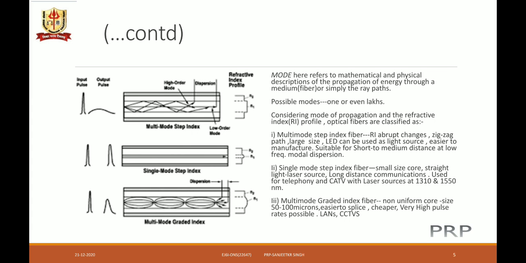and the size of the core could be 50 to 100 microns and is easier for splicing since the diameter is larger as compared with the single mode step index fiber, and is also cheaper, and very high pulse rate is possible. And this type of multimode graded index fibers are used in LAN, local area networks, and CCTVs. So these are the three basic types of optical fiber cables.